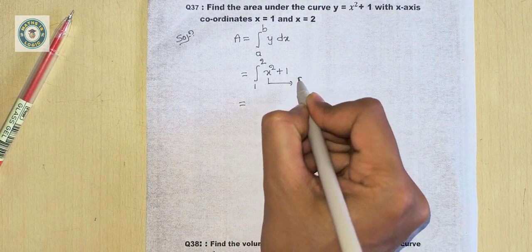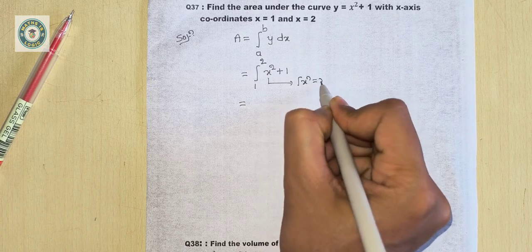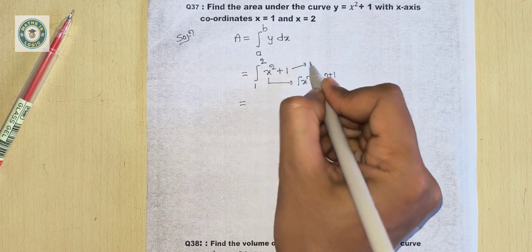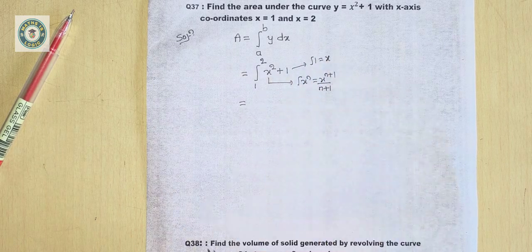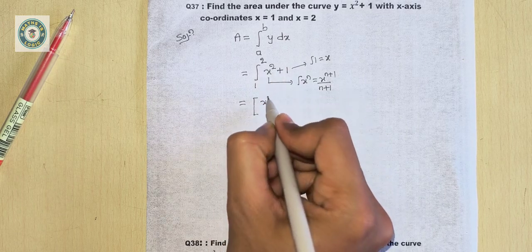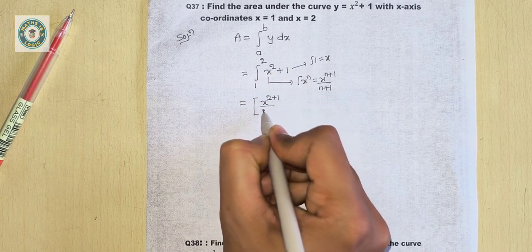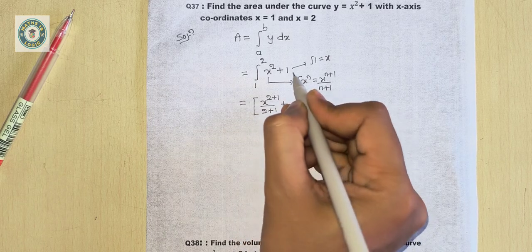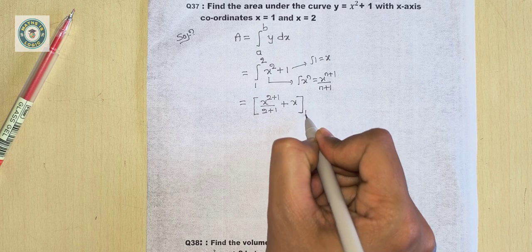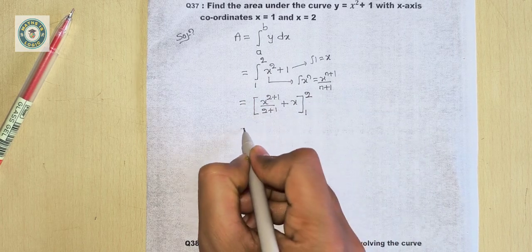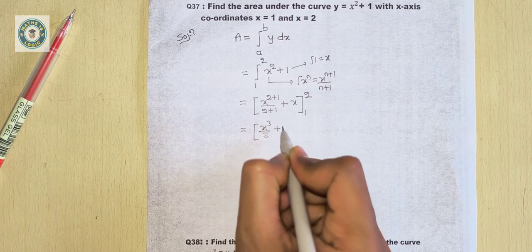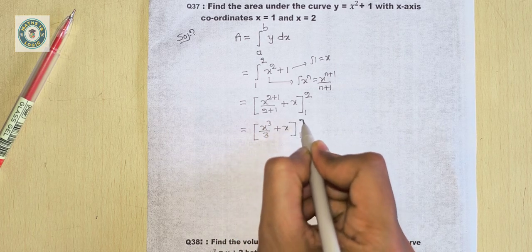So for x square integration, we are going to apply the x power n formula, x power n plus 1 divided by n plus 1, and the integration of 1 directly goes to x. Therefore, with n equal to 2, it is x power 2 plus 1 divided by 2 plus 1, and the integration of 1 goes to x. After doing these two integrations, the lower limit and upper limit come in. Then simplify. So it is x cube divided by 3 plus x, from 1 to 2.